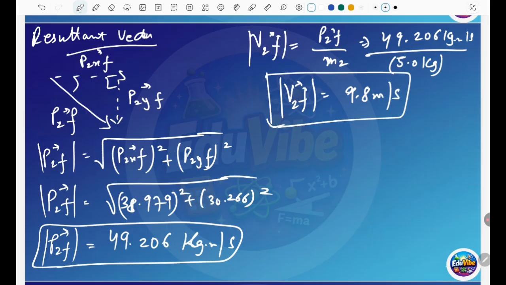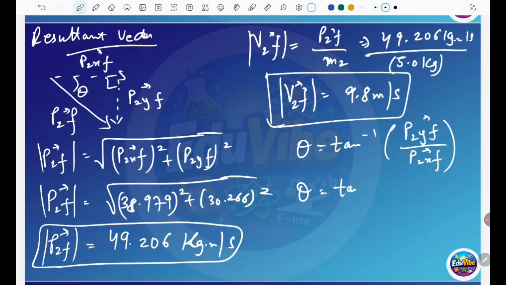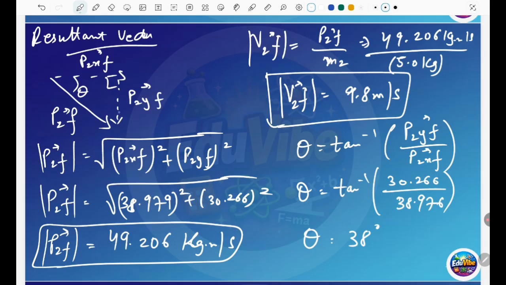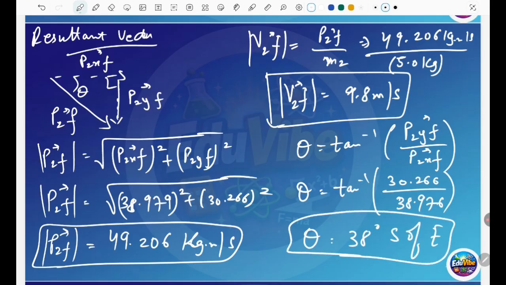They didn't mention that we want the angle, but if we want it, we have to find that angle too, because we have to complete all the steps and the theta is there. For this we use P2y final and P2x final. P2y final we have 30.266 upon 38.797. When we measure in degree mode, we get about 38 degrees, so this is south of east.